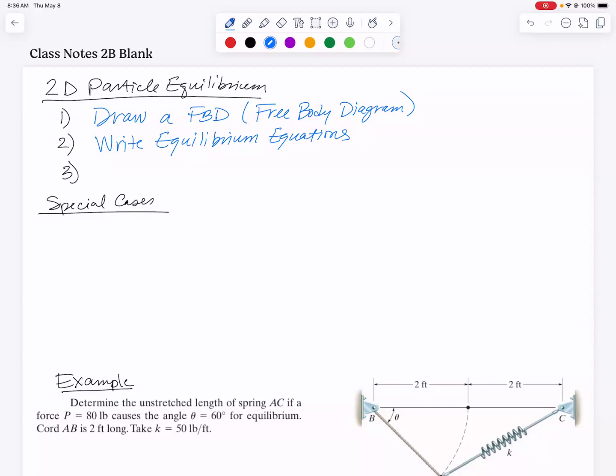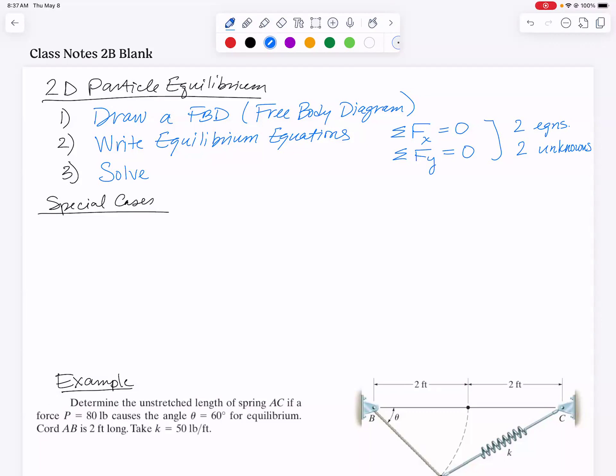So for two-dimensional particle equilibrium, that boils down to simply 2 equations. The sum of the x components of all of the forces will have to add up to 0, and the sum of the y components of all of the forces will have to add up to 0. Those are the only 2 equations available to us for a 2D particle equilibrium problem. When we have 2 equations, that means we can only solve for 2 unknowns. So our third step is to just solve for the unknowns.